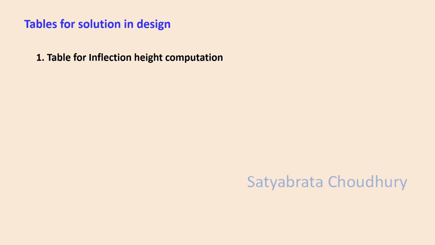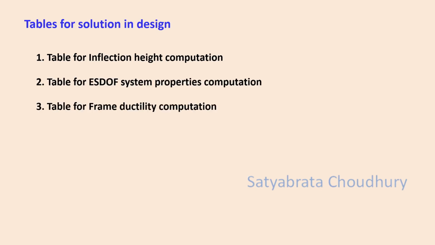So the tables that I just mentioned are these: the table for the inflection height computation, table for equivalent single degree of freedom system computation, table for frame ductility computation, table for phase shear distribution. These tables are not very tough things. This can be done easily with the Excel sheet. These are actually pre-processing for the design. And finally, design has to be carried out through some established software.